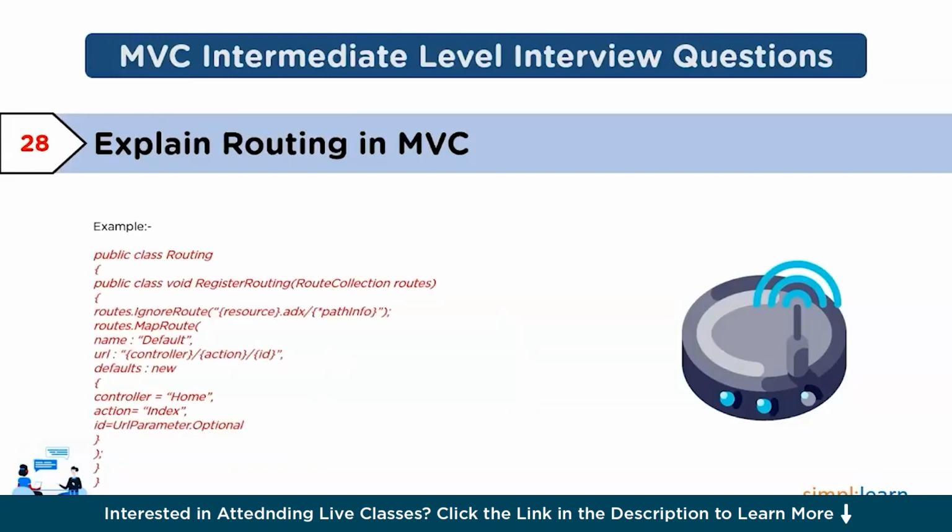This is an example of registering the routing with different custom routes using the name default. The default maps with the URL pattern in the routing table.